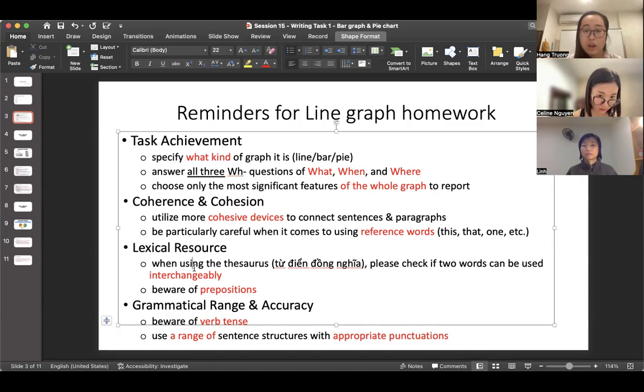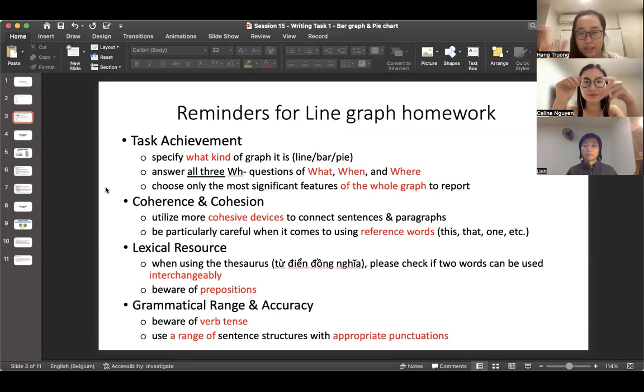Grammatical range and accuracy. So always be careful of your verb tenses. And be careful with punctuation, cái sự đặt dấu, dấu chấm, dấu phẩy, dấu gạch ngang, dấu các thứ. Nó là những thứ rất là nhỏ nhưng mà chúng ta sẽ cần phải để ý. Thì đây là những cái thứ mà when I give you individual feedback, I'm gonna show it in a more elaborate way. But anyways, even though this is a reminder for line graph homework, it's gonna apply to all of the next task types that we're going to study.